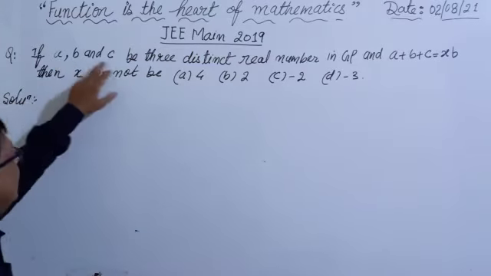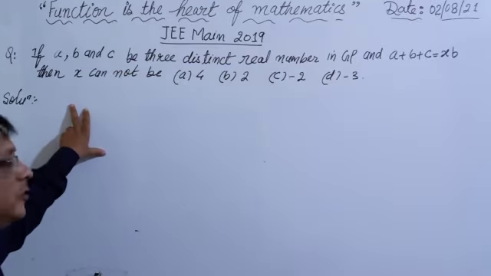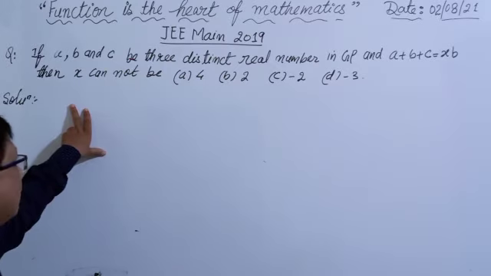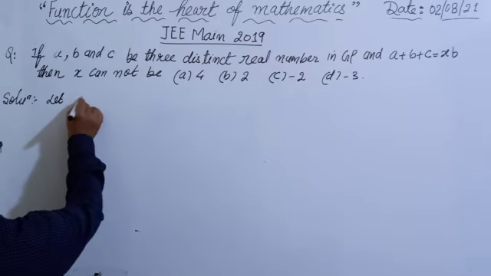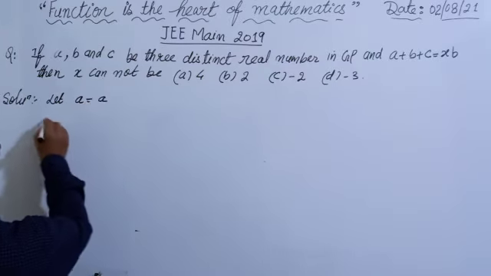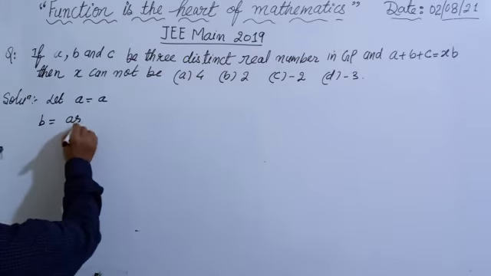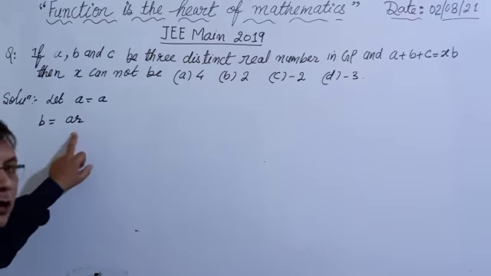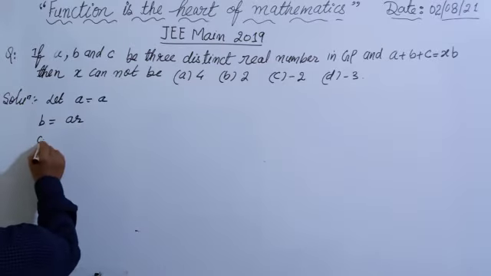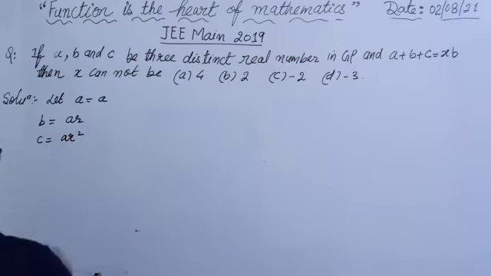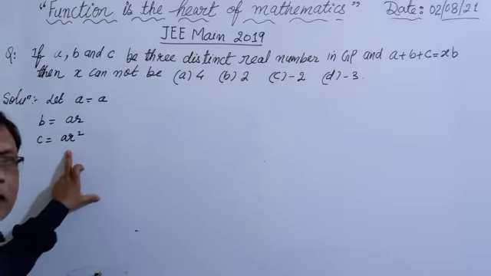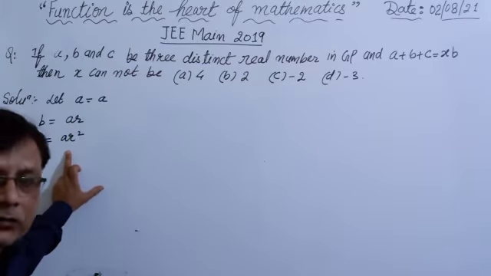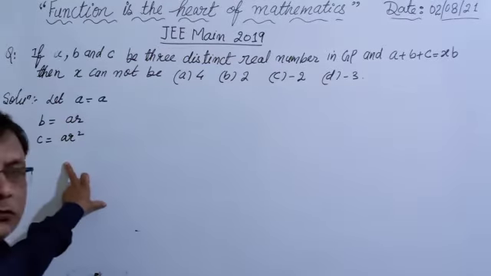Student, here A, B, C are given and they are in GP. So we consider our common ratio R. Let the first term be A, the second term B is equal to AR, and the third term C is equal to AR square. These three terms A, AR and AR square are in GP. Everyone knows these numbers are in GP.